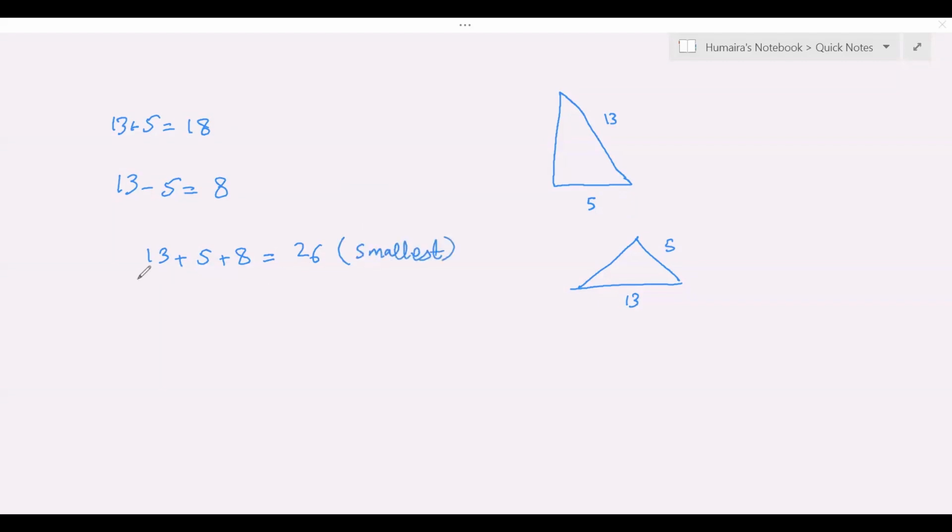And 13 plus 5 plus 18 would be equal to 36. This one is for the largest perimeter. And then you just find whatever numbers are in between those two. Now we will look into the options, which one we are having. The only one that's in between those two is B, number 26.5. Yes, exactly. So 26.5 would be your answer. Okay, that's not bad. Clear? Yep.